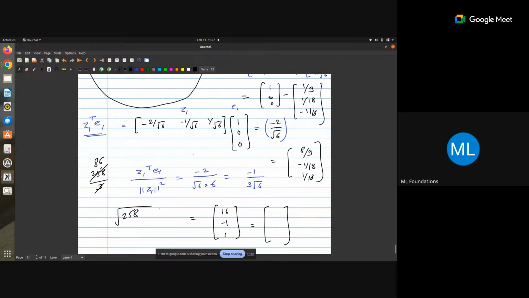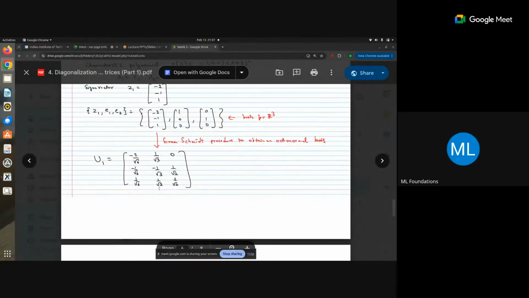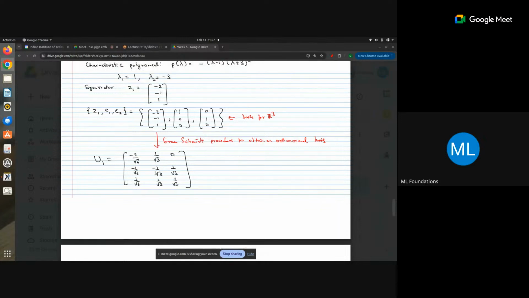Just a minute, you do the calculation. I will just come back on that. So you should get these values: 1 by root 3, minus 1 by root 3, and 1 by root 3. Just check whether you are getting those values or not. I'll just come back.